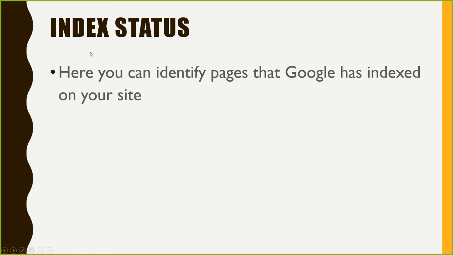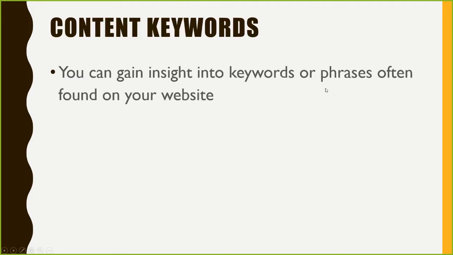Index status is a very basic tool that pretty much says pages on your site haven't been indexed by Google yet. That's all that says there. And that means that you need to figure out a way that you can get those indexed. Content keywords are a nice way to figure out which ones are getting attracted to your website. And again, we went over this a little bit before, but content keywords are crucial for figuring out what people use to search for your website on Google.